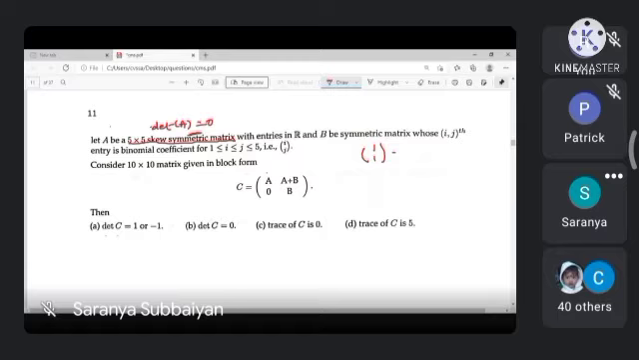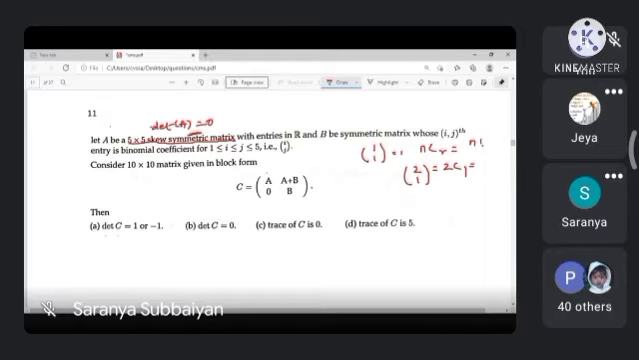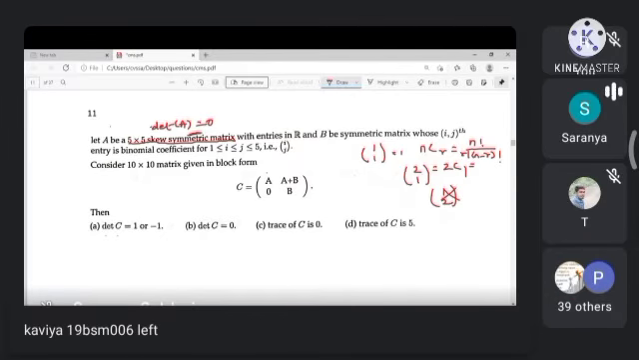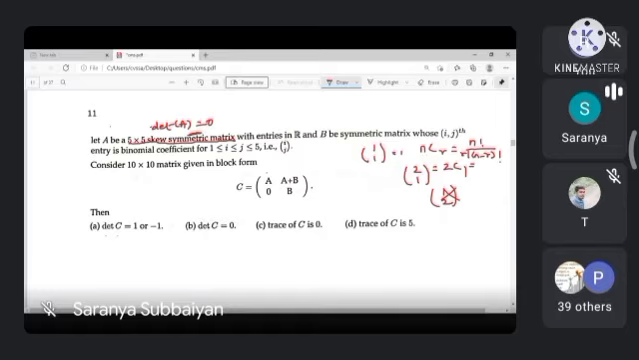2C1, right? The NCR formula is n factorial by r factorial into n minus r factorial, binomial. Is this possible, 1C2? Not possible, right? So the entries are only binomial coefficients. What is this matrix, upper triangular or lower triangular? Upper triangular.